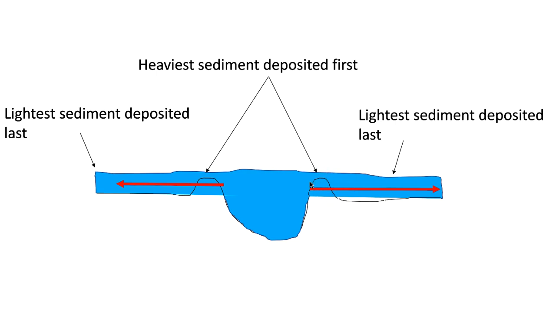So the levees are made up of heavy sediment. The river can carry the lighter sediment for longer. So the lightest sediment is deposited last and it forms the floodplains. So floodplains are made up of light sediment. Levees are made up of heavy sediment.